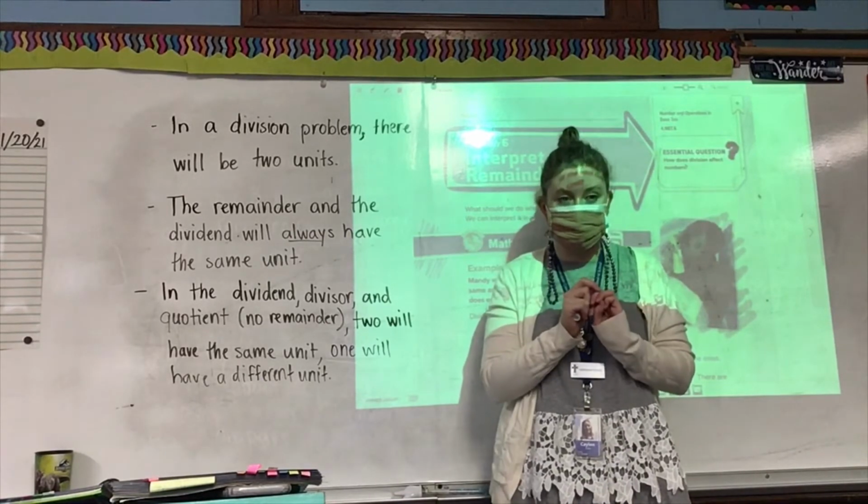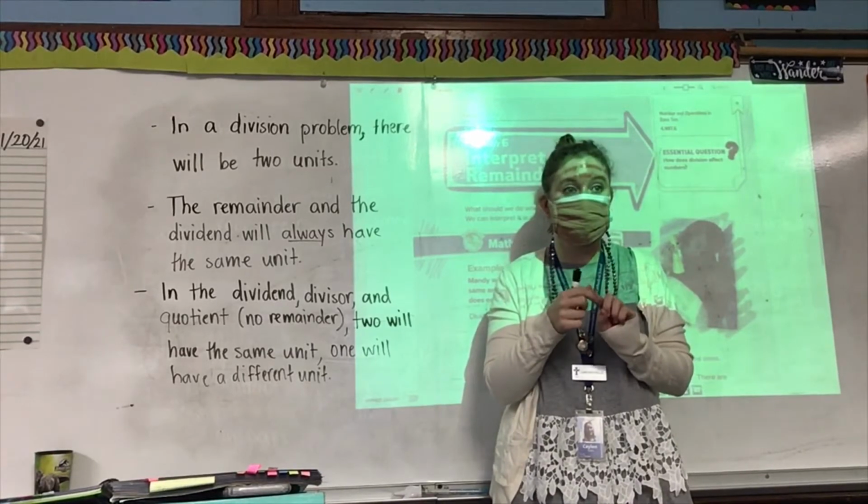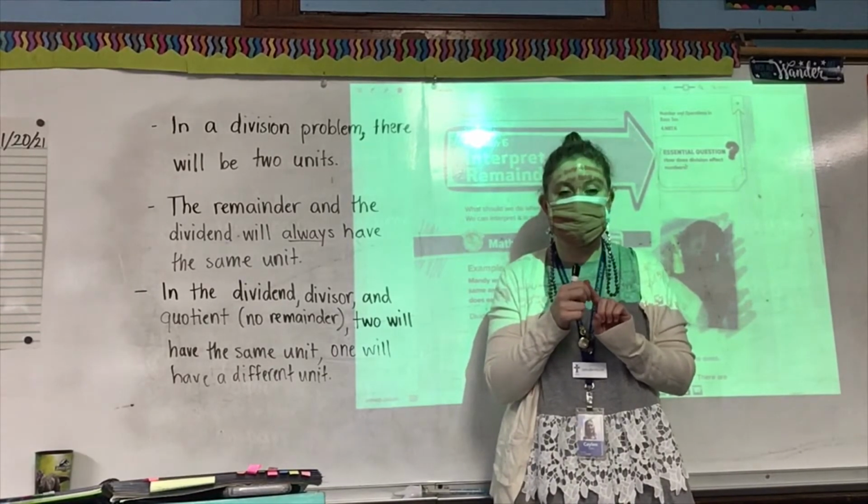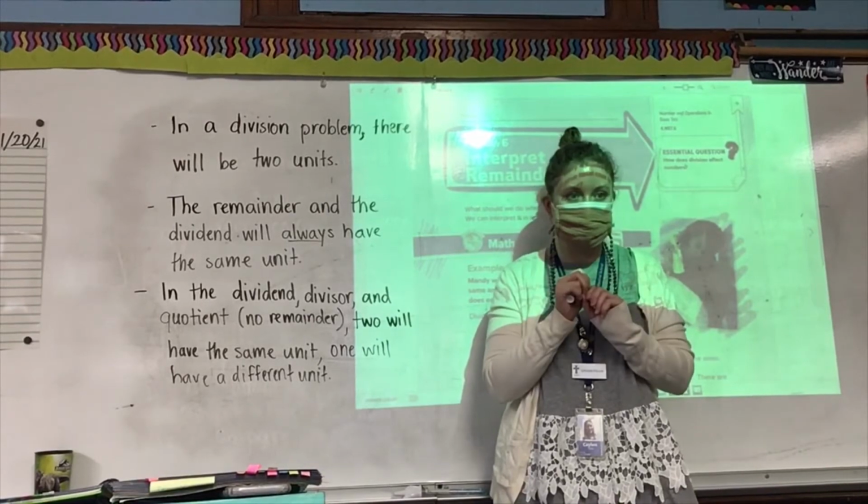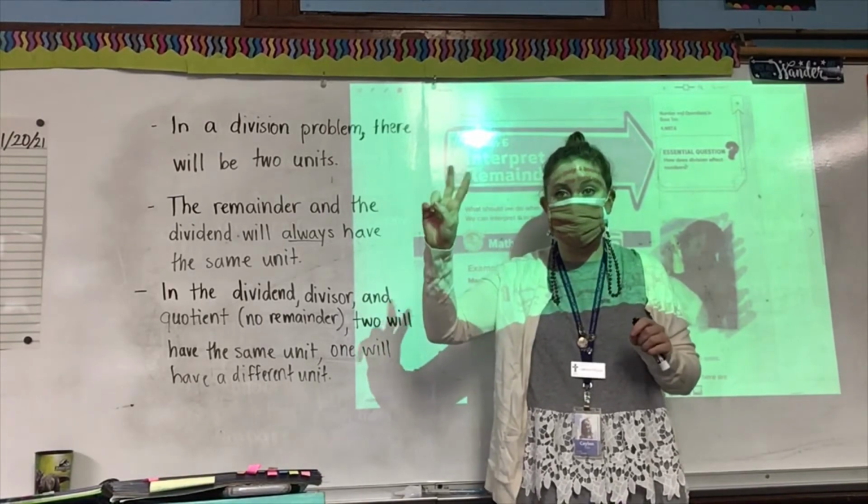One of them will be different. So the dividend could be different, the divisor could be different, or the quotient could be different all by itself. So there's only going to be 2 units.